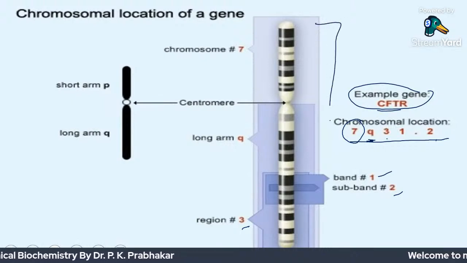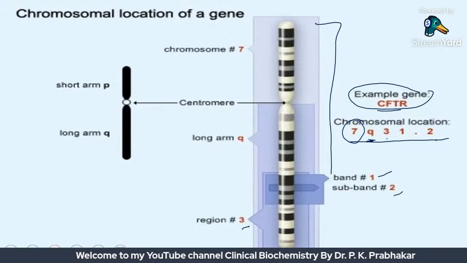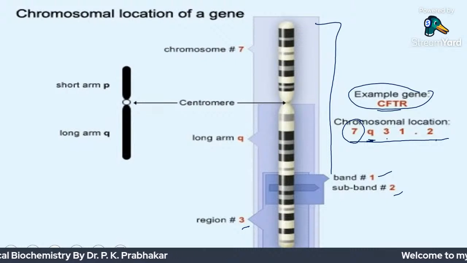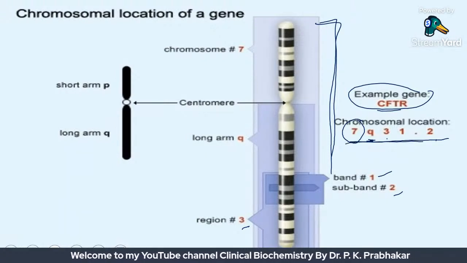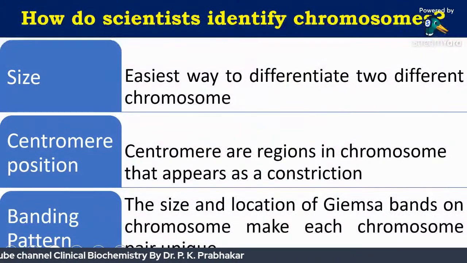This is on the basis of staining, on the basis of coloring. So we have different banding processes. Most commonly, most frequently, we talk about G banding, Giemsa staining. There we have GTG banding, which we will talk about later on. On the basis of those banding patterns, we see the different regions and different locations of the chromosomes. So how do scientists identify different chromosomes?